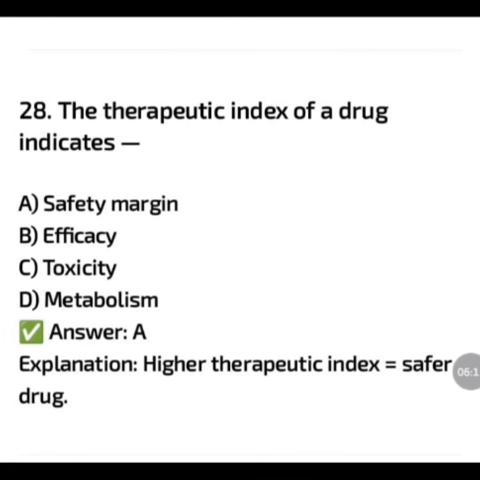The therapeutic index of a drug indicates safety margin, efficacy, toxicity, metabolism. The correct answer is option A, safety margin. Higher therapeutic index is equal to safer drug.